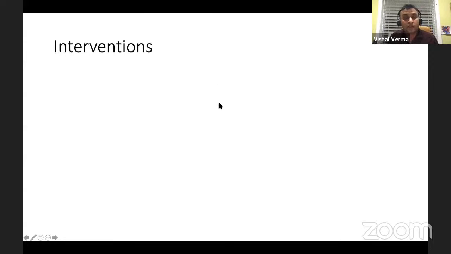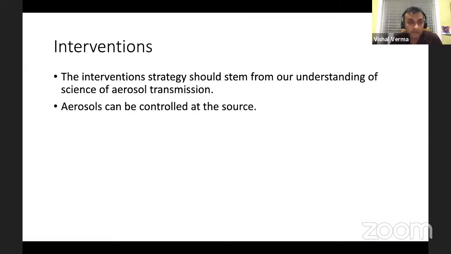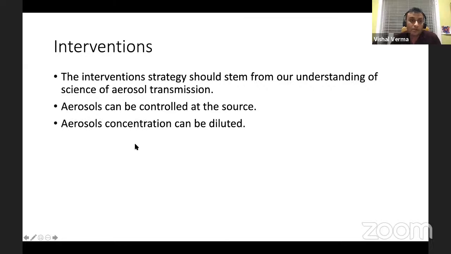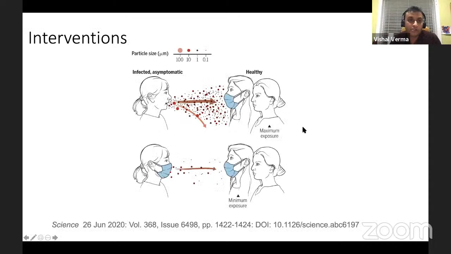Okay, what can we do if the transmission is occurring a lot through the aerosol? Our intervention strategy should stem from our understanding of the science of aerosol transmission. Since we know where the aerosols are coming from, we can control them at the source. If aerosol concentration is filling up a space, we can dilute it. And finally, we can filter them out of the air. I will talk about these different interventions. The first intervention is using the mask.